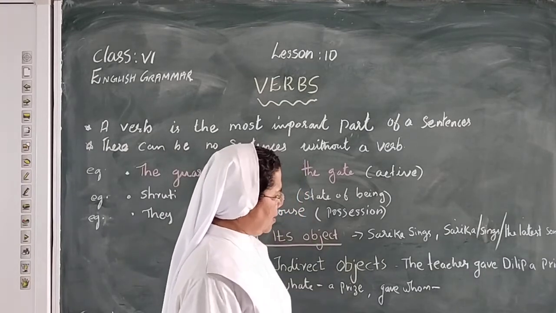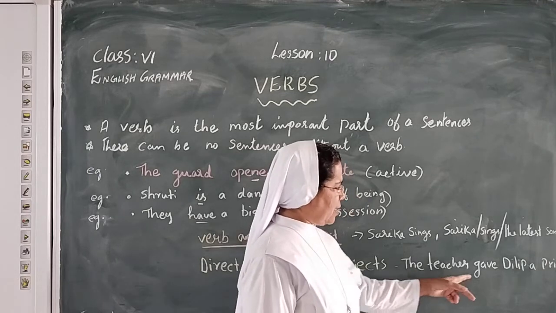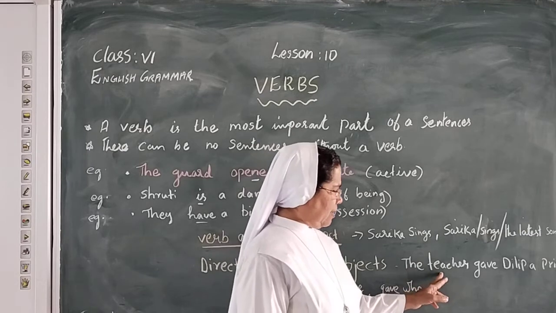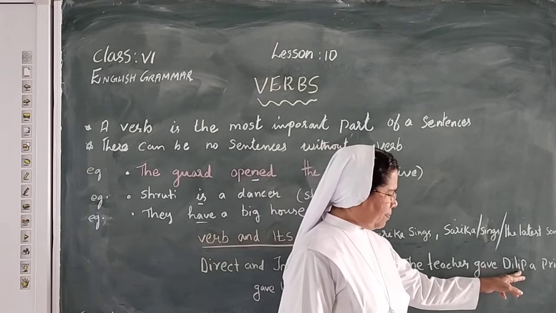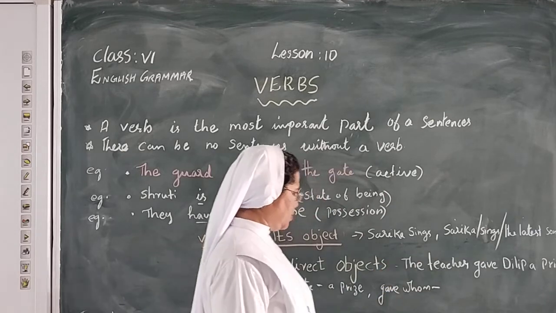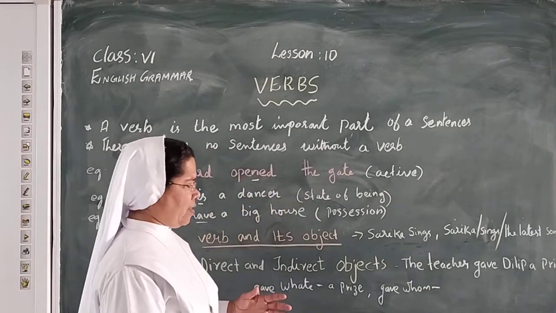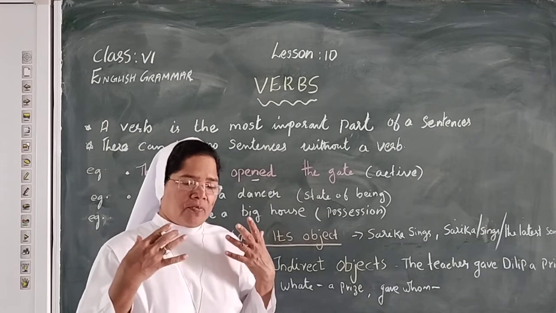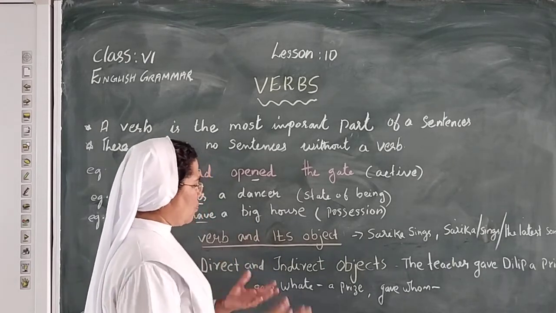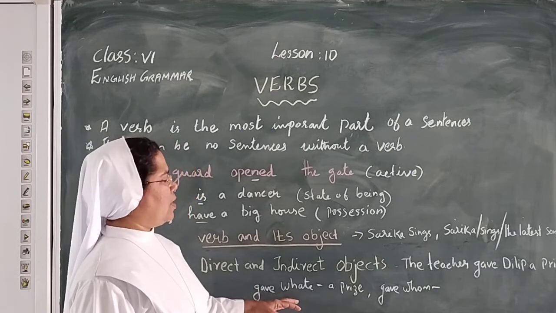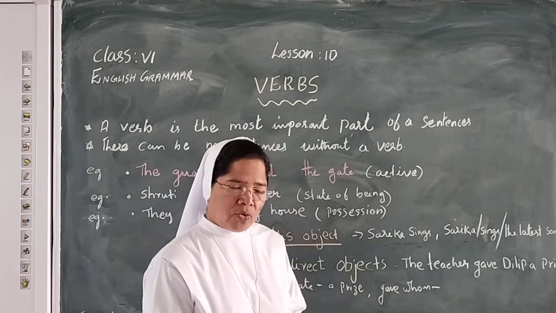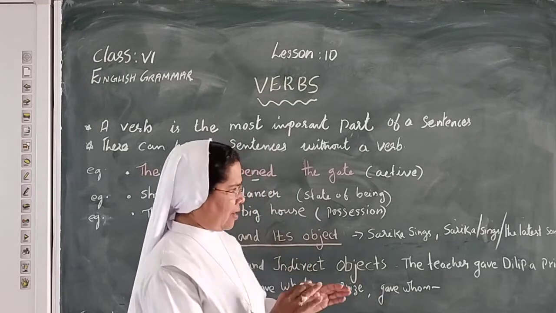Example: the teacher gave Dilip a prize. Here it directly shows who, what, or whom gave. Gave what? Who gave? Like that, we can understand this sentence.